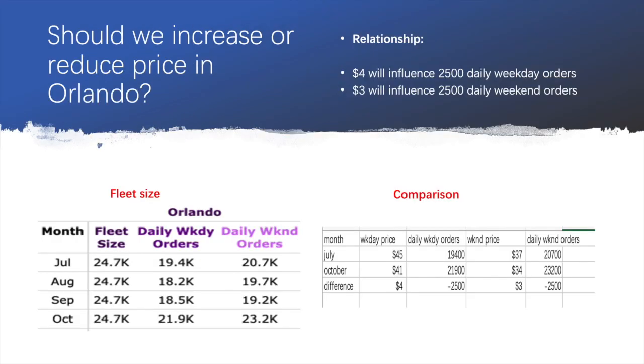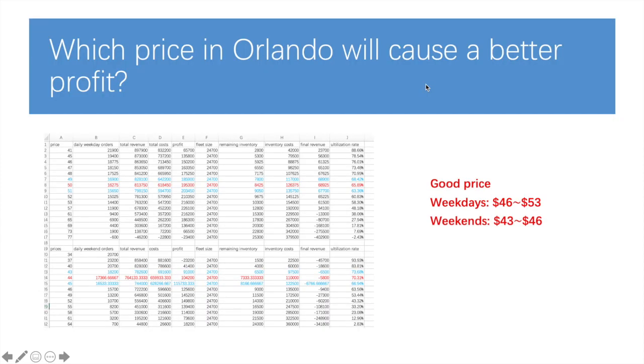To determine the effect of price on order quantity, I compared the data for July and October, since August and September are low demand months. The results of using these 2 months can vary greatly. The final result shows the relationship between price and orders. So we can make a table like this to figure out which price is going to make a good profit.